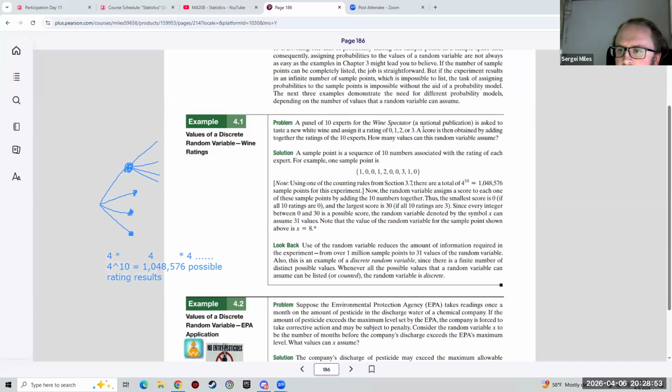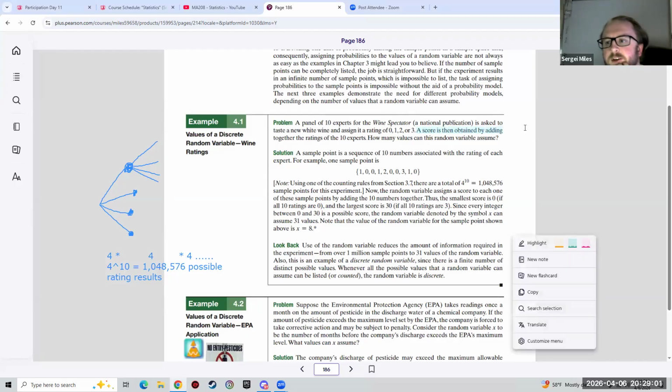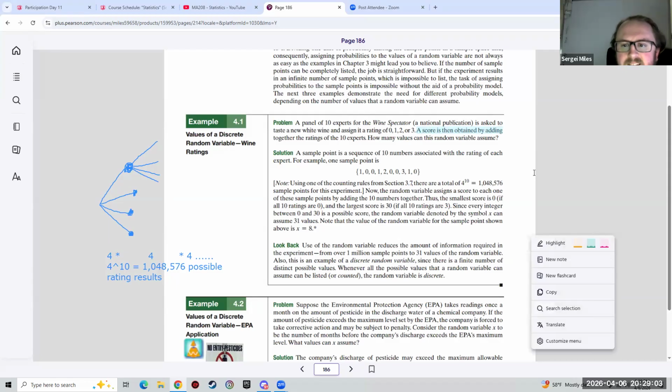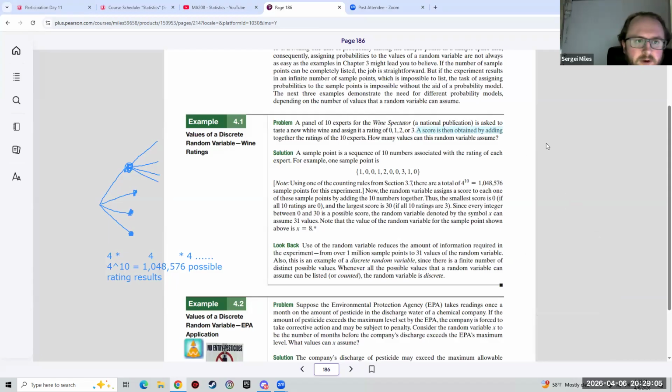So look here in the problem. A score is then obtained by adding together the ratings of the experts. So now this is a little bit easier to narrow down. What are the possible final scores?